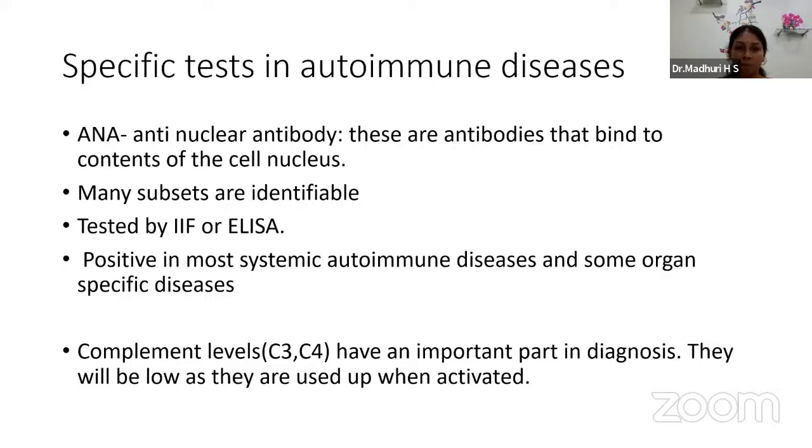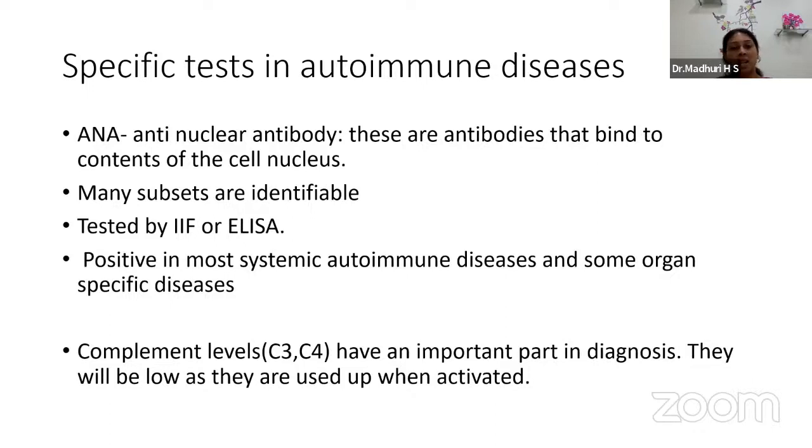ANA, by the name itself, means anti-nuclear antibody. Here, the antibody is against the nuclear components in the cells. So it can be against the DNA, against histone, nucleolus, etc. So these antibodies bind to components of the nucleus. There are various subsets that are identifiable, like the anti-Ro, anti-histone, anti-dsDNA and all. And there may be many more which are not yet identifiable.